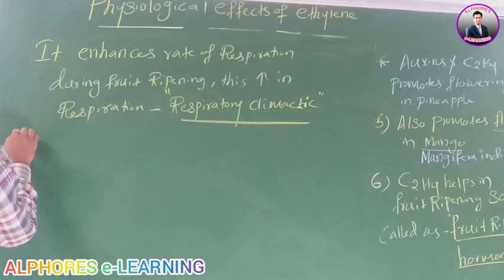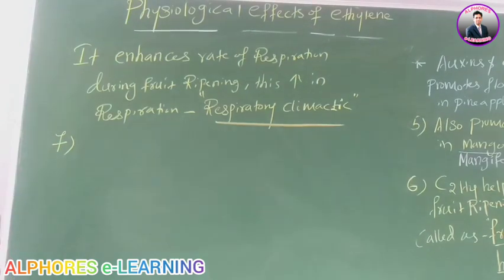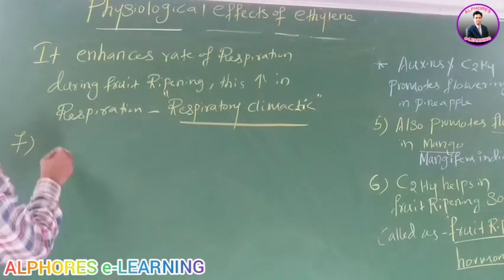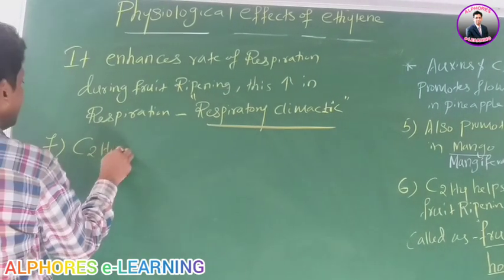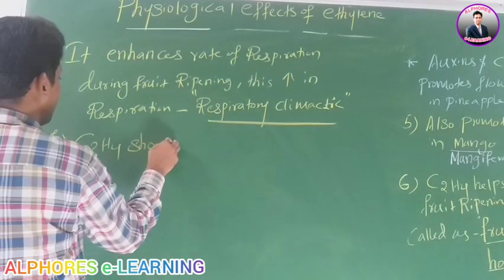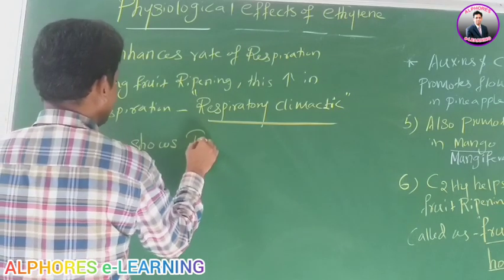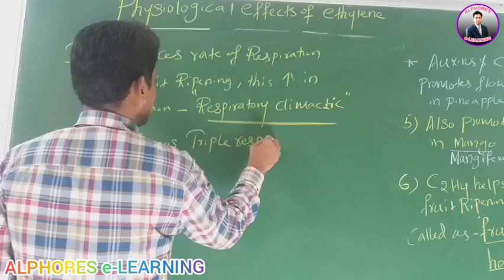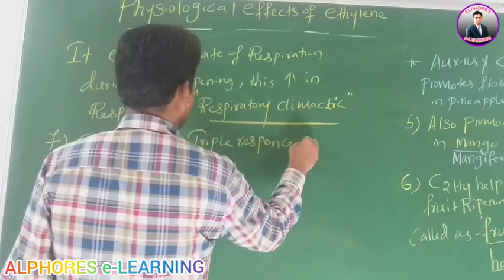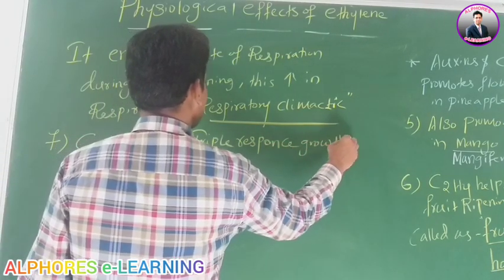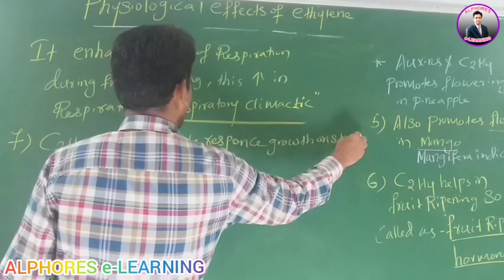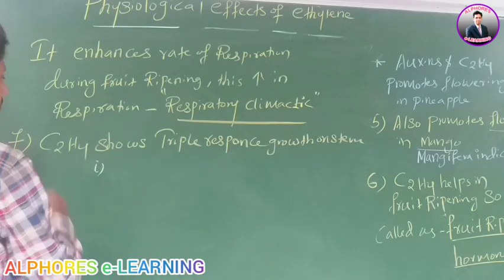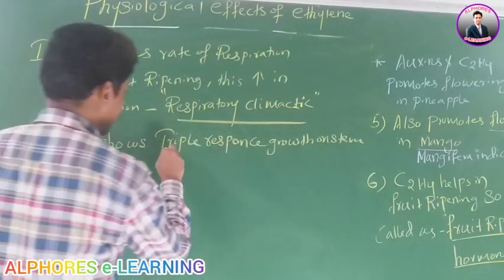Next, number 7. Ethylene shows triple response growth on stem. Triple means 3. Ethylene shows triple response growth on what? Stem. What is that triple response growth on stem?